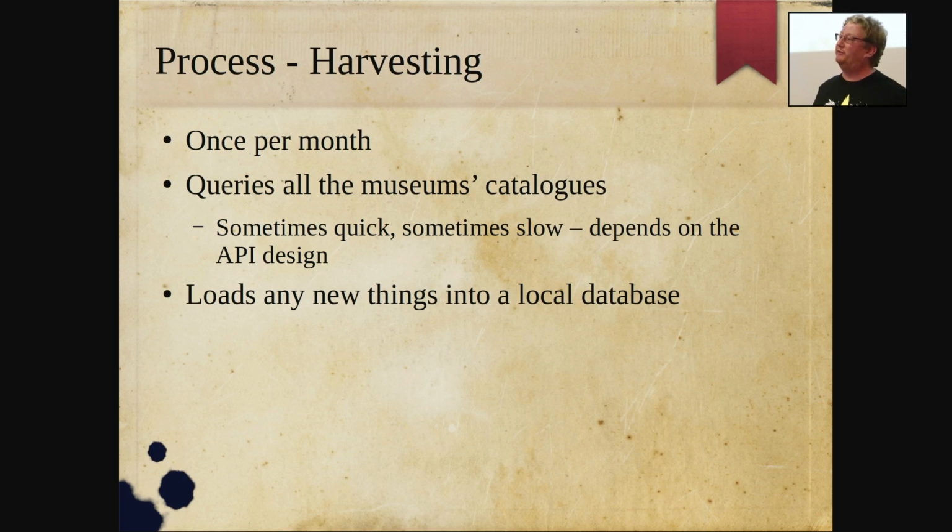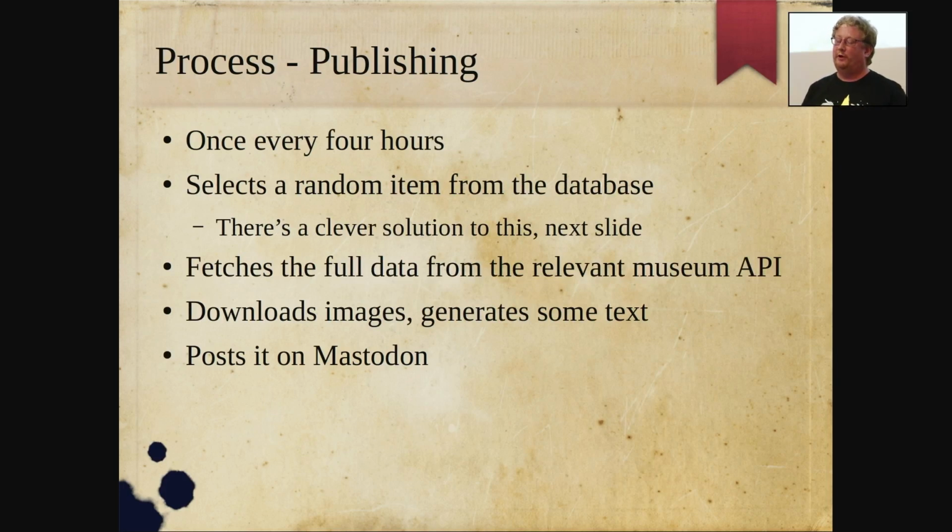Every museum, like every library, is a unique snowflake in some way, and some of them have a really straightforward, simple API. Some of them have a weird, complicated API. Some require you can get updates. Some you just slurp the whole lot and see what's changed. Chucks it all into a local database, and then every 4 hours, pulls something at random from that database, fetches the data from the museum itself, pulls images, makes text, and chucks it on Mastodon.